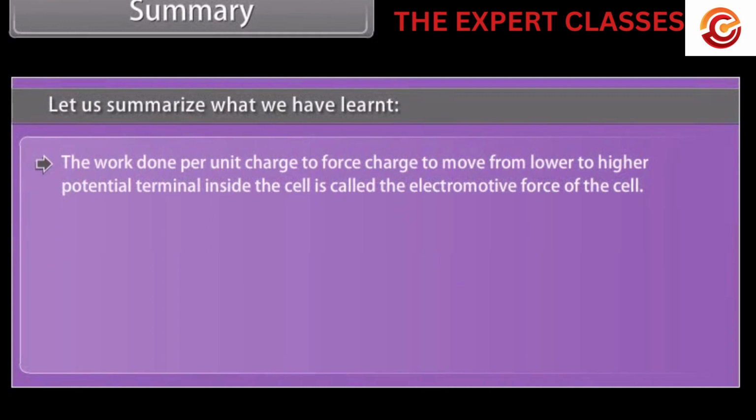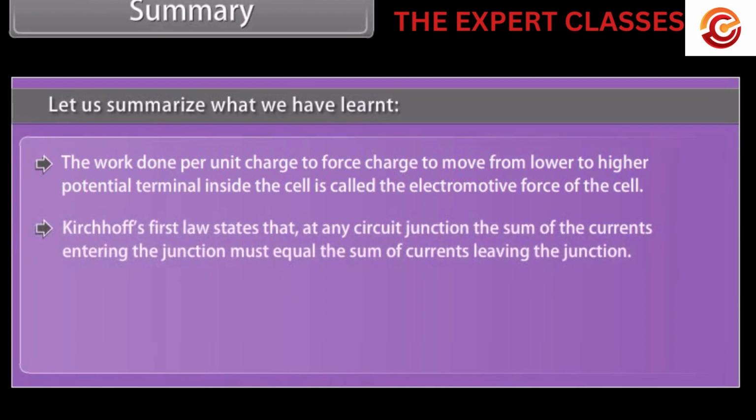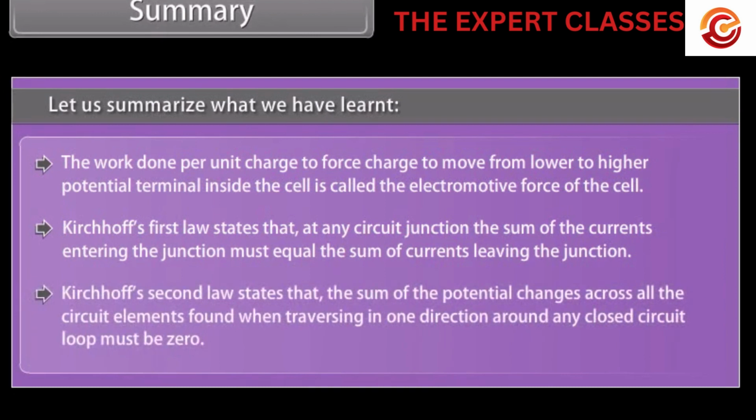The work done per unit charge to force charge to move from the lower to the higher potential terminal inside the cell is called the electromotive force of the cell. Kirchhoff's first law states that at any circuit junction, the sum of the currents entering the junction must equal the sum of currents leaving the junction. Kirchhoff's second law states that the sum of the potential changes across all the circuit elements when traversing in one direction around any closed circuit loop must be 0.